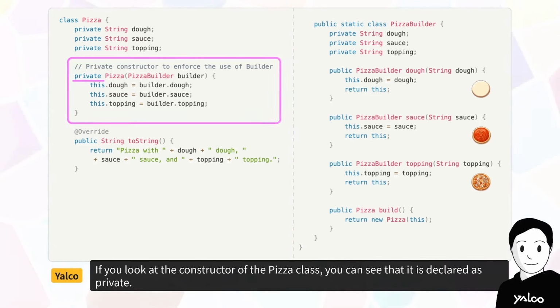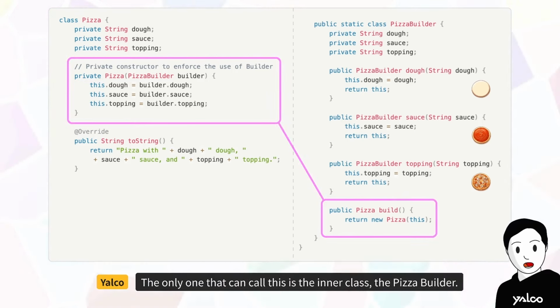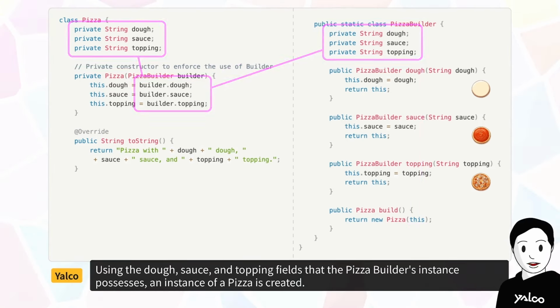If you look at the constructor of the pizza class, you can see that it is declared as private. In other words, it's set up so that the constructor of this pizza class cannot be called from outside. The only one that can call this is the inner class, the Pizza Builder. And what goes in as parameters to this constructor is an instance of the Pizza Builder. Using the dough, sauce and topping fields that the Pizza Builder's instance possesses, an instance of a pizza is created.